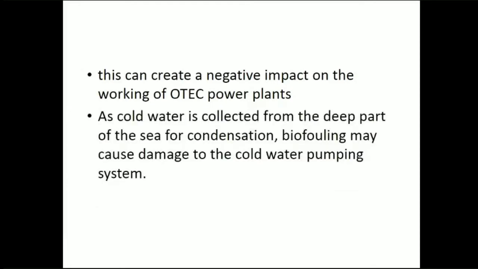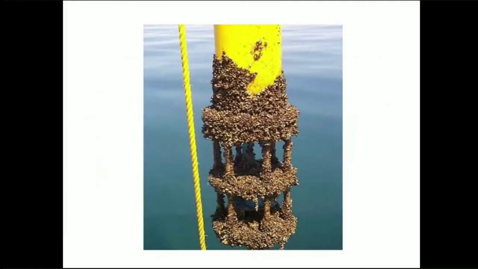As cold water is collected from the deep part of the sea for condensation, biofouling may cause damage to the cold water pumping system. This is a photograph of biofouling. This is the foot valve of the pipe that is collecting cold water from 1000 meters below the sea. If such accumulation occurs inside this pipe, there may be blocks. So pumping may not be efficient and the power plant may have to shut down for removing all this.